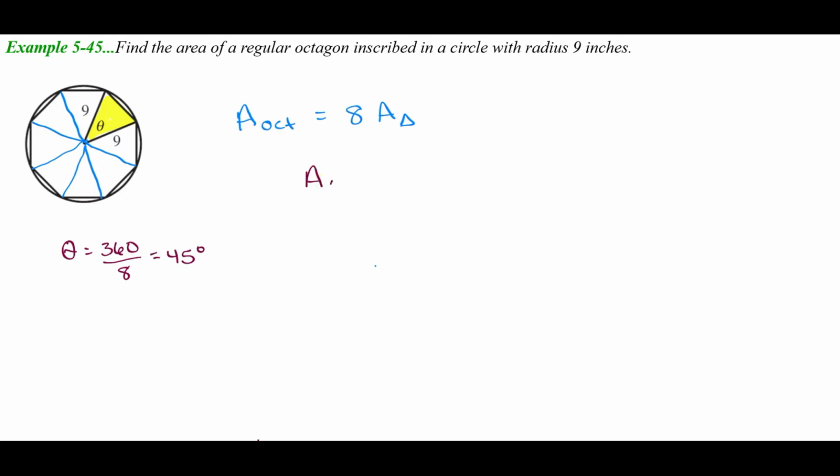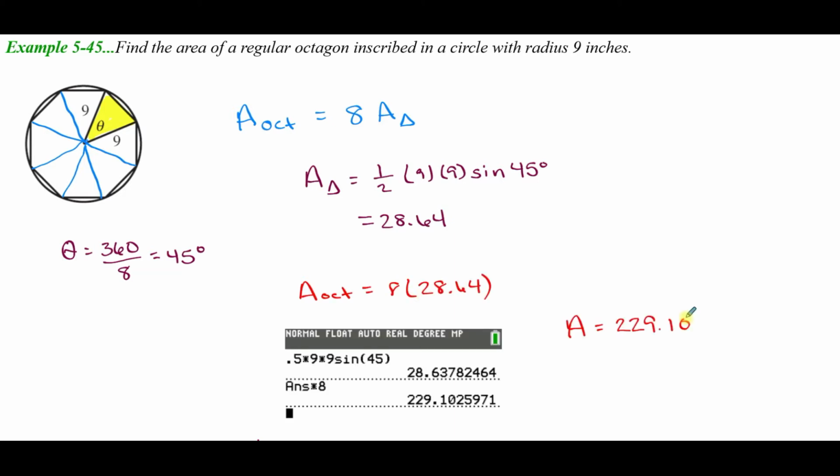So to get the area of the triangle, we're going to do 1/2 of the two sides that we know, which both are 9. And then the sine of the included angle, which is 45 degrees. So we get about 28.64 for the area of the triangle. So then the area of the octagon is just going to be 8 times that. So we end up with an area of about 229.10, and this would be inches squared.